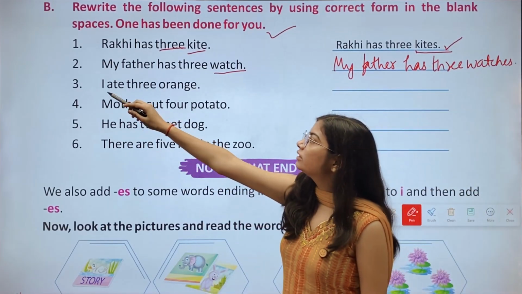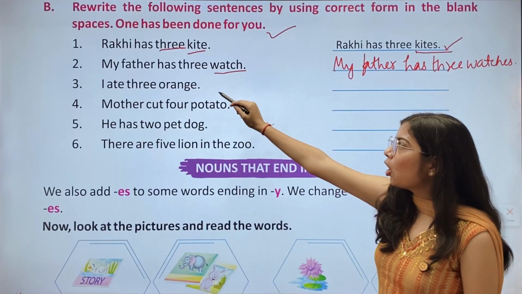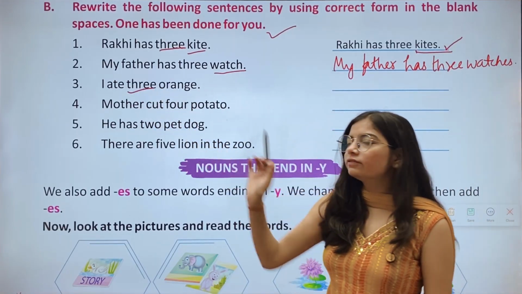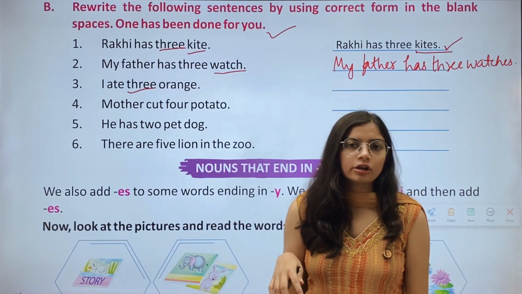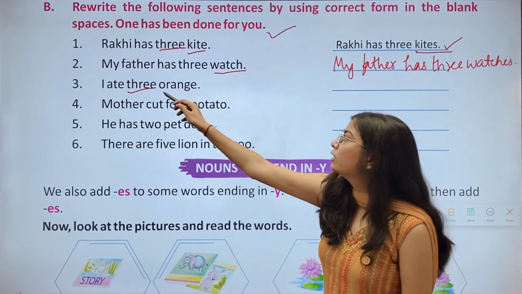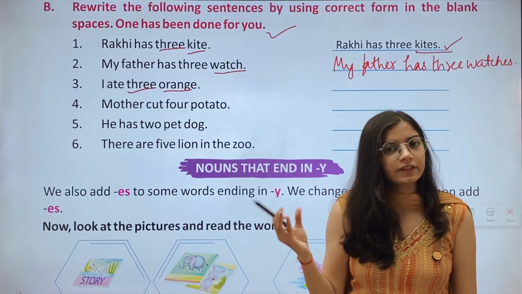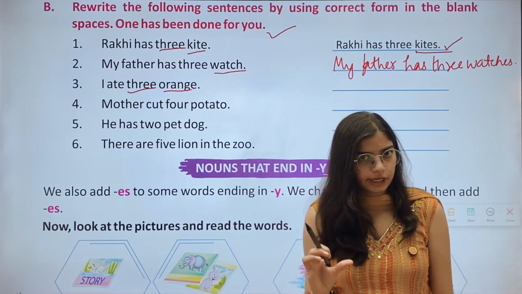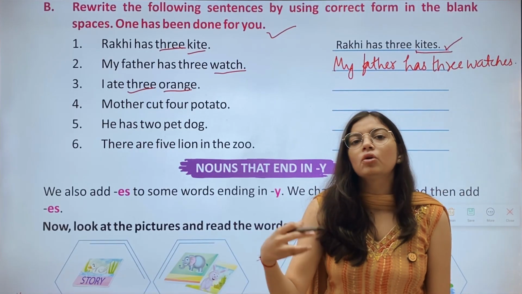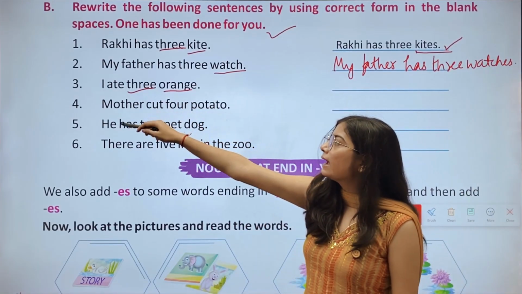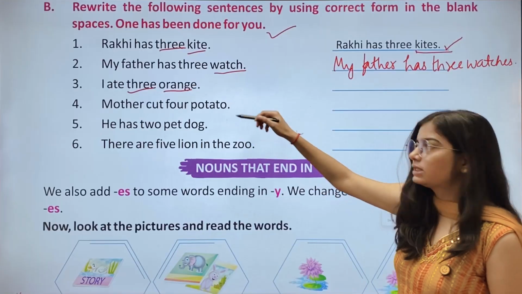Then we have third, I ate three orange. Now here you can see again we have three, which means we are talking about many things. So here we need to have the plural form of the word, but it is given in singular form. So we need to change orange into oranges, right? So the answer is I ate three oranges.